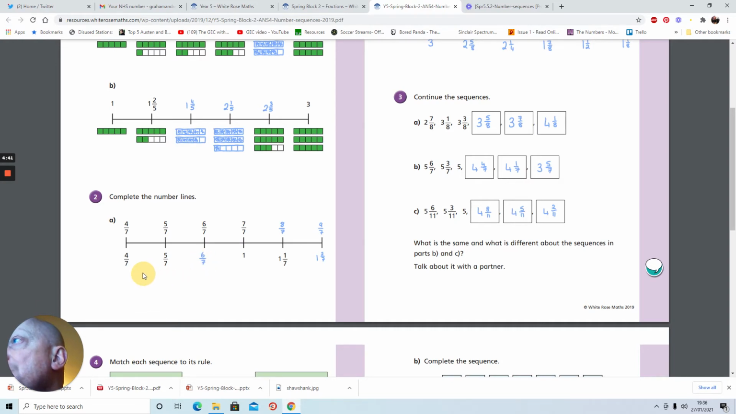So we have 4/7, 5/7, 6/7, 7/7, of course, is 1, and then we've got this 8/7 here, which is 1 and 1/7, because we say, right, how many 7s in 8?